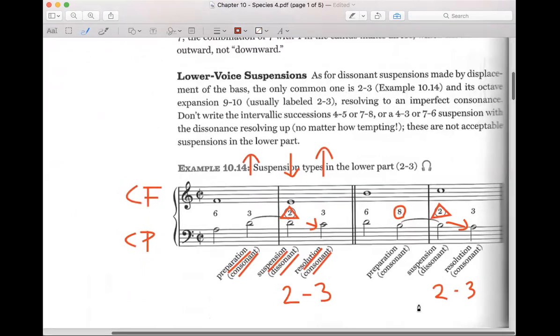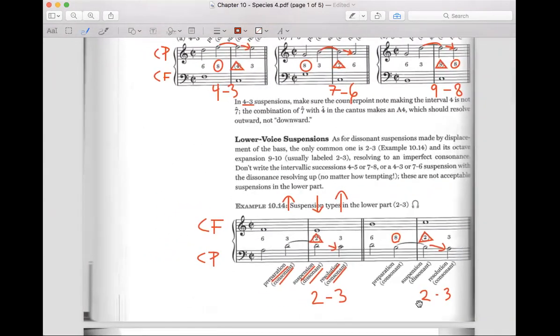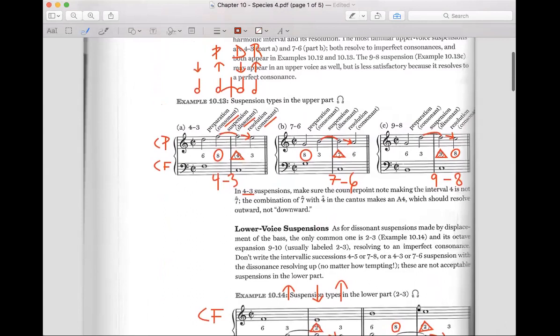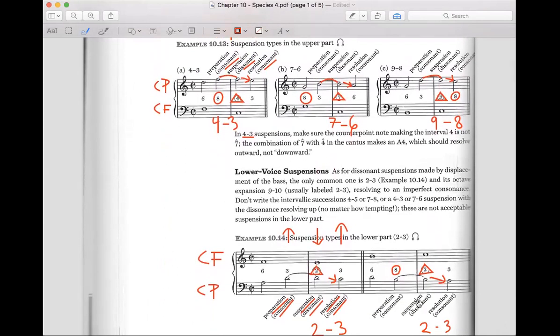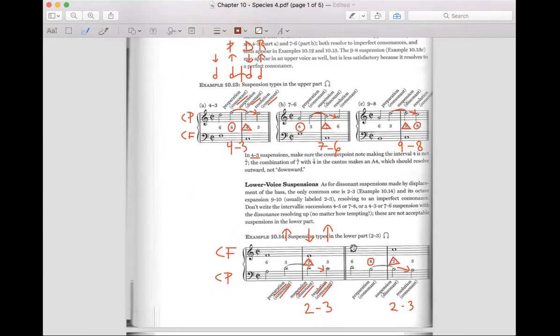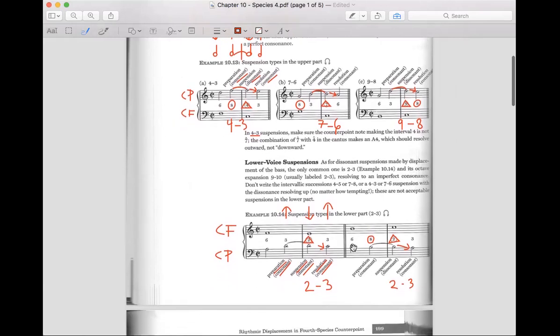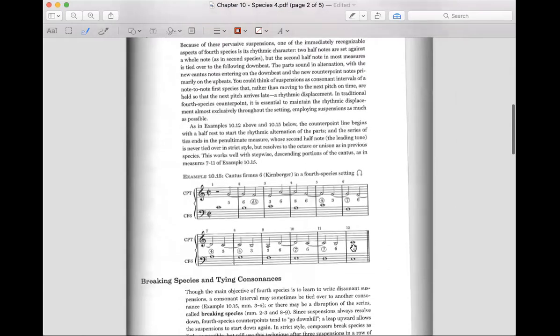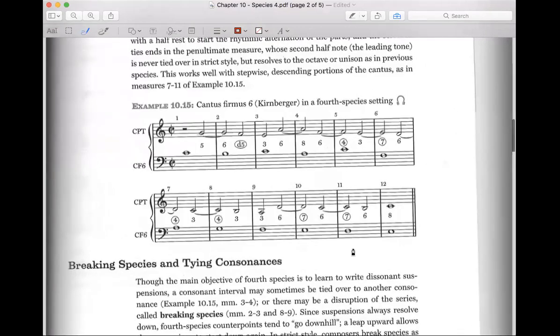Okay, so in terms of being introduced to species 4, pretty much this is as far as we'll go. So you might write this out for yourself on a little flashcard. Do write it out as opposed to taking a picture of it, because you will actually remember it better. Okay, and this basically covers what a suspension is, but let's see what happens when you put a series of suspensions together to try to make a melody. Well, you'd come up with something like this.